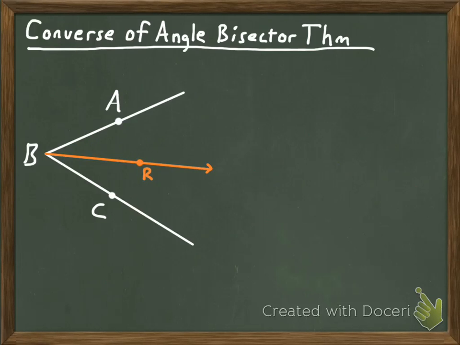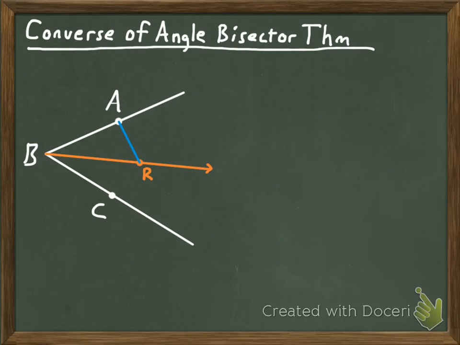Well, I can figure that out if I can determine whether point R is equidistant from the two sides of the angle. If it is, then R is on the angle bisector. And if the distance from R to this side does not match the distance from R to this side, then it would not be on the angle bisector.